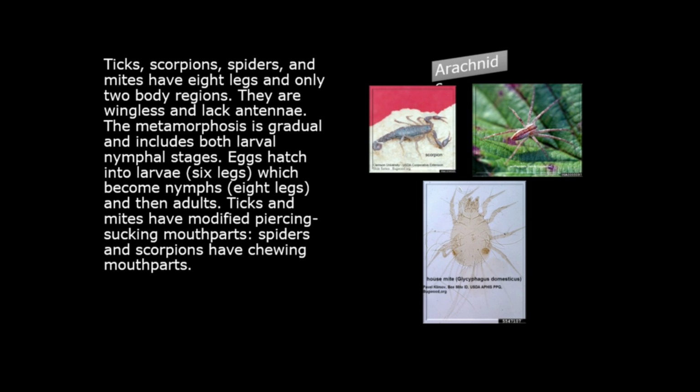They are wingless and lack antennae. The metamorphosis is gradual and includes both larval and nymphal stages. Eggs hatch into larvae, 6 legs, which become nymphs, 8 legs, and then adults. Ticks and mites have modified, piercing, sucking mouth parts. Spiders and scorpions have chewing mouth parts.